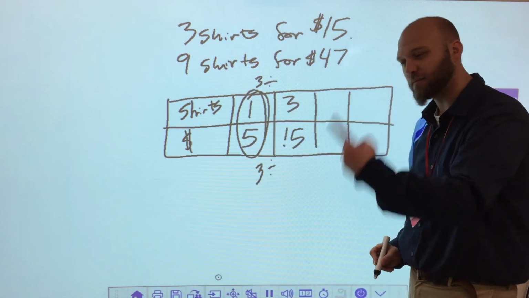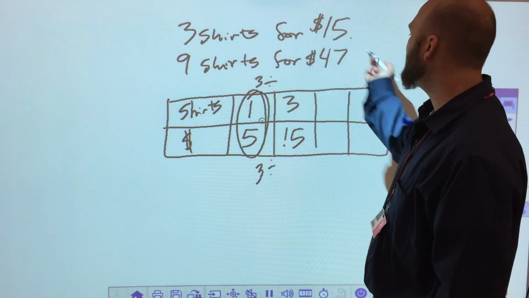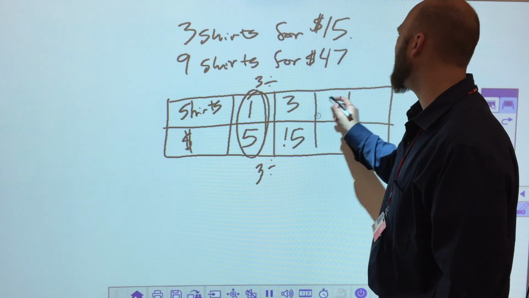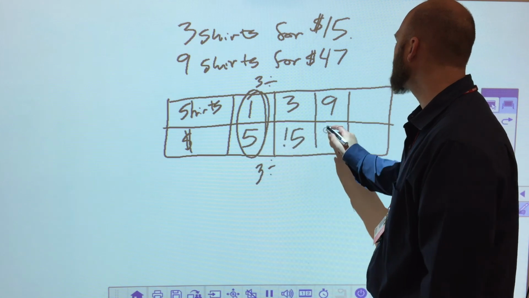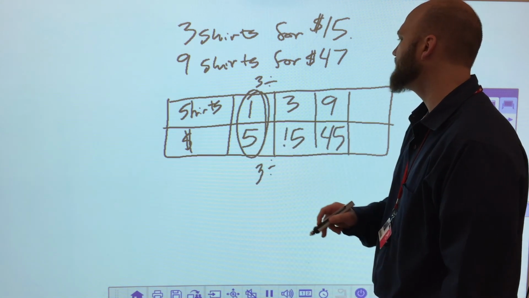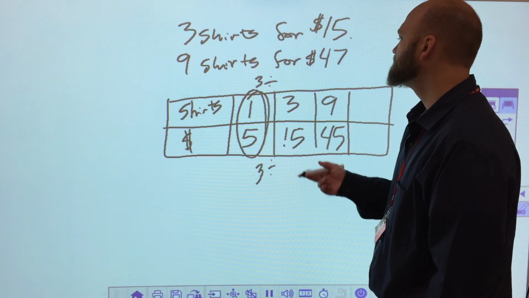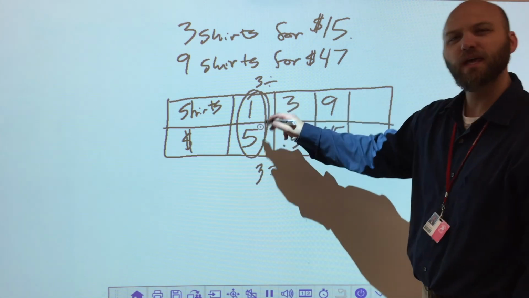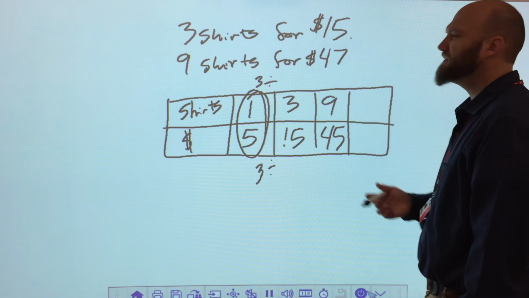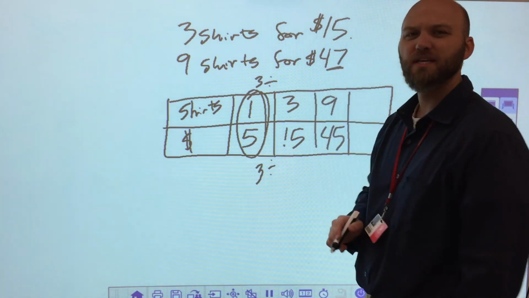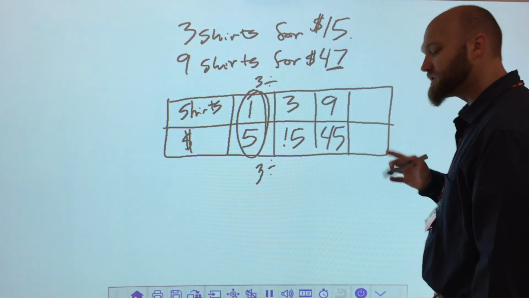We already solved that. How much does 1 shirt cost? So then I keep moving on, and I might say, okay, so 9 shirts, 1 times 9, 5 times 9 should be 45. So if I'm looking at my unit rate, 1 to 5, 9 to 45 doesn't work. He's wrong, and I can prove it using my rate table.